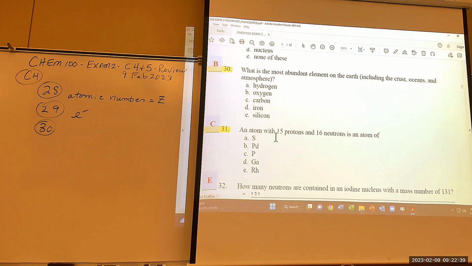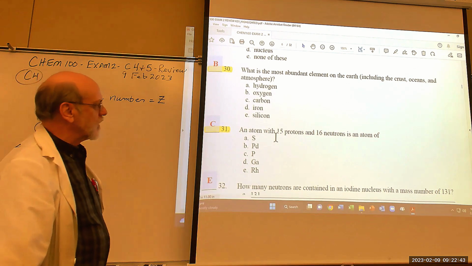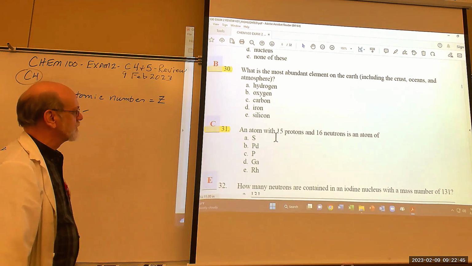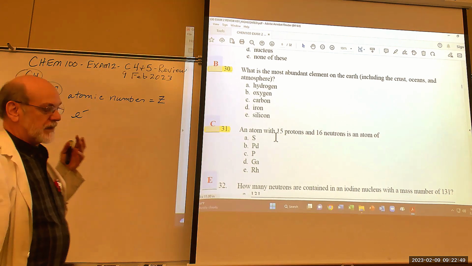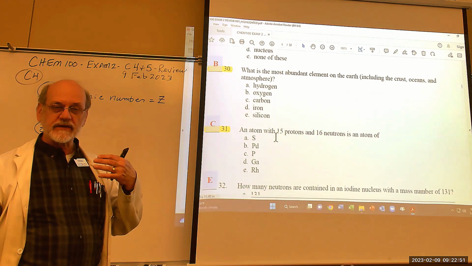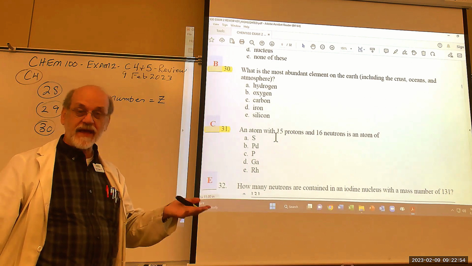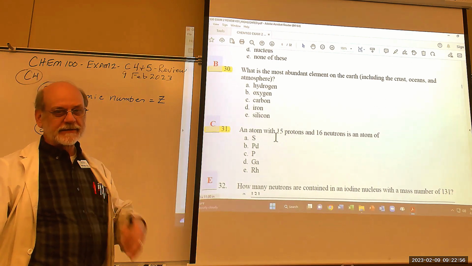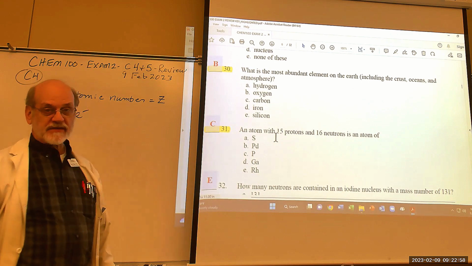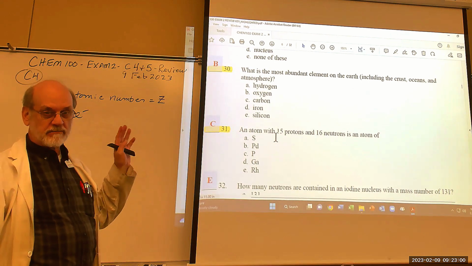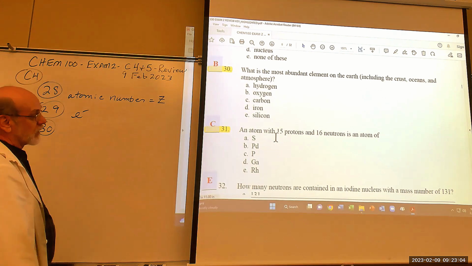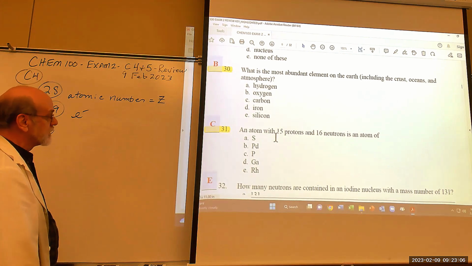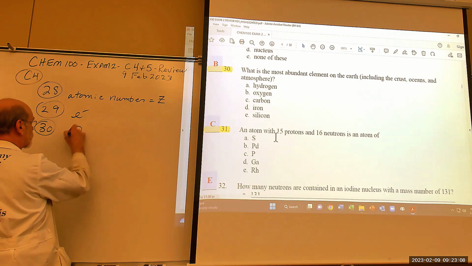30 and 31. What's the most abundant element on the earth, including the crust, oceans, atmosphere? And here we go again. We're thinking in terms of mass or numbers of atoms. I think it's mass. I think that's what they're talking about here, mass. And in that case, including the crust, oceans, and atmosphere, oxygen would have to be it.